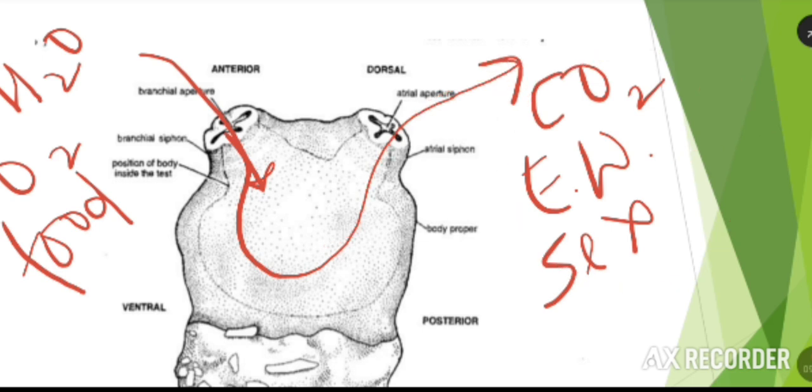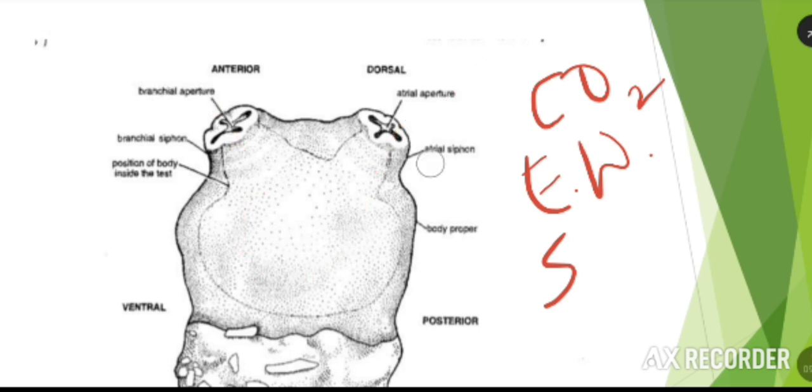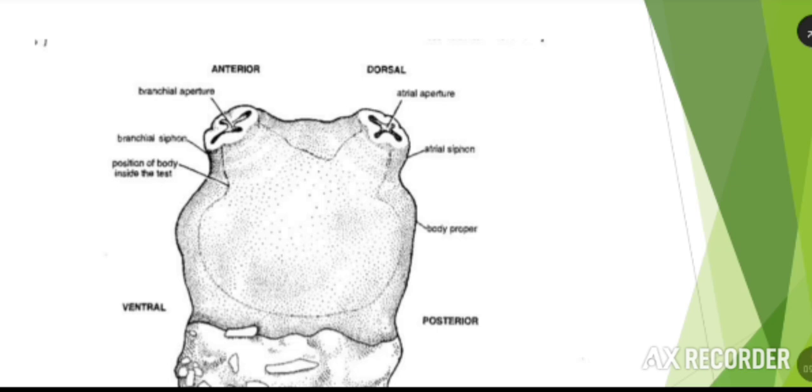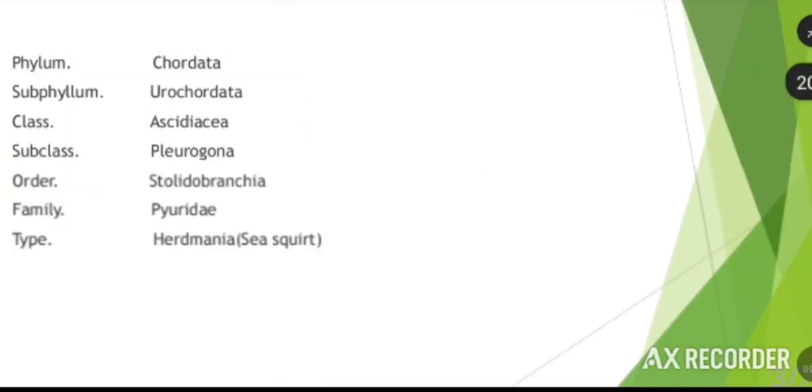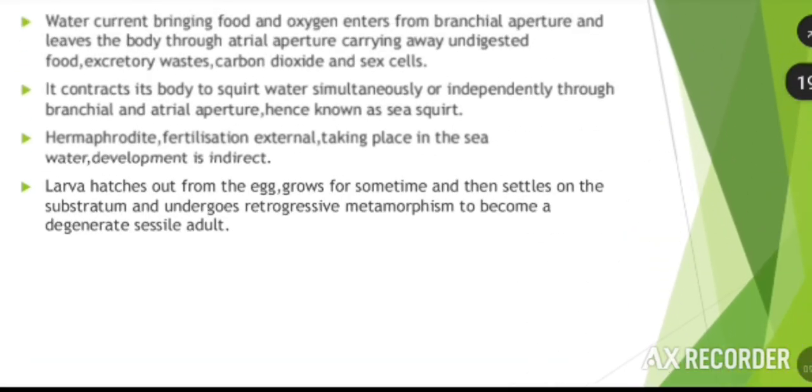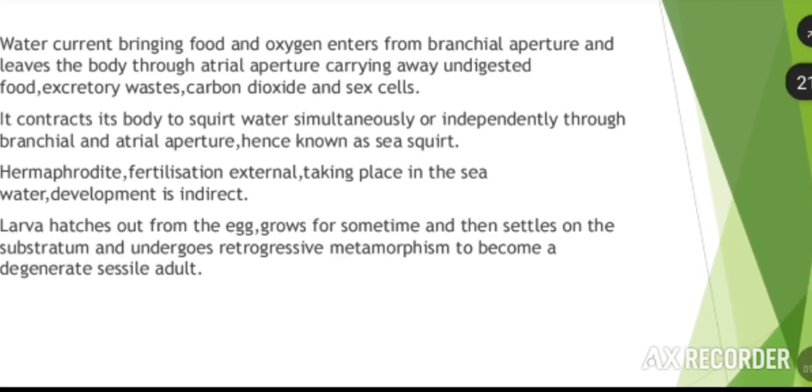So let's proceed further. Here it is. Water current bringing food and oxygen enters from the branchial aperture and leaves the body through the atrial aperture, carrying away undigested food, excretory waste, carbon dioxide, and sex cells. Sex cells go outside because it has external fertilization, not internal. It contracts its body to squirt water simultaneously or independently through the branchial and atrial aperture.